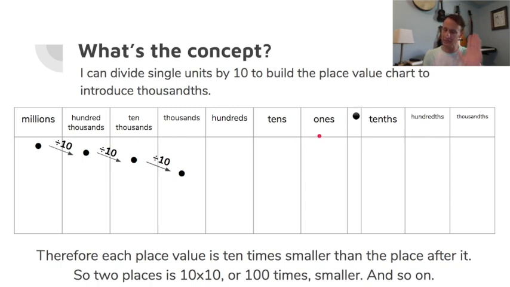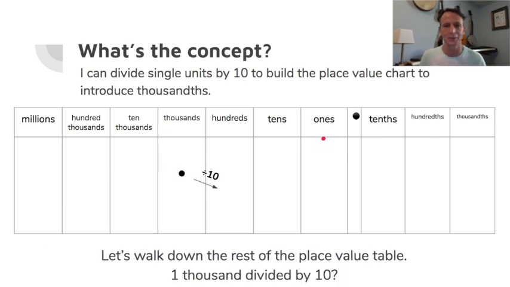This is essential. I tell you, everything in this first module is essential to your success in 5th grade. I'm taking a little bit more time on this than we will in future lessons for that reason. We're going to walk down the rest of the place value table. Here we go. This is where things actually will speed up a little bit.